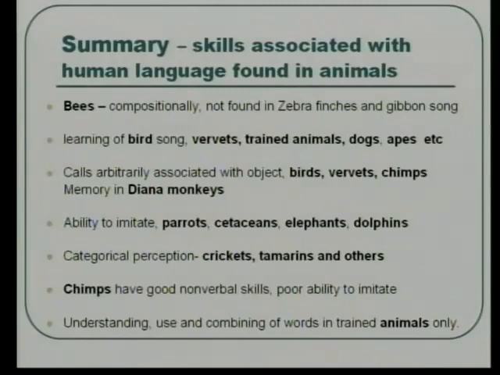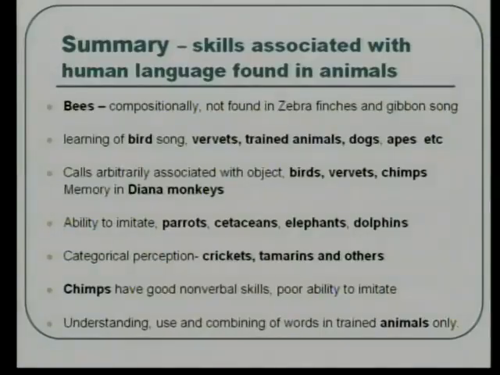Chimps, good non-verbal skills, lots of body language about chimps, lots of facial expression, but they are very poor at imitating. So within an evolutionary framework, you'd expect chimps to be much nearer in evolutionary terms to humans, and yet they don't have that skill of imitation. Understanding and using combinations of words, we only find that in trained animals and after considerable training. So let's see what the gap is.